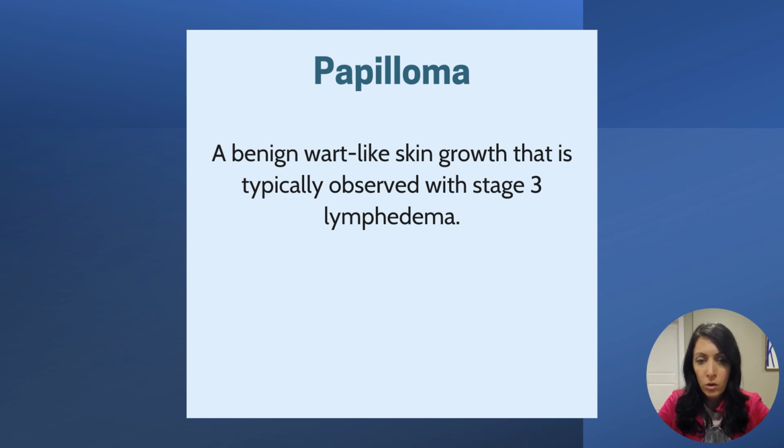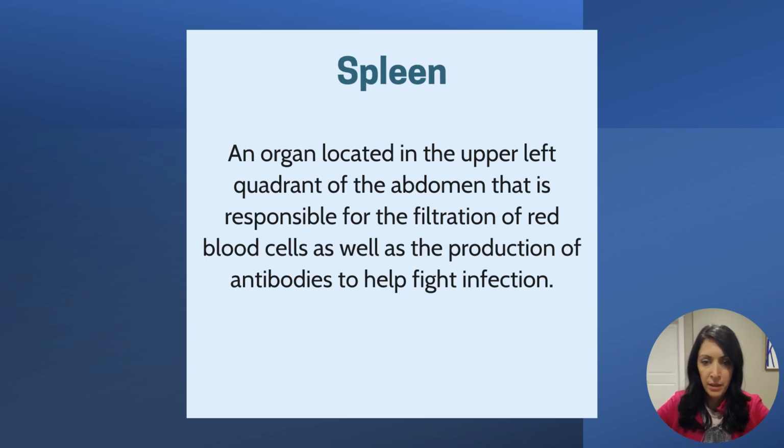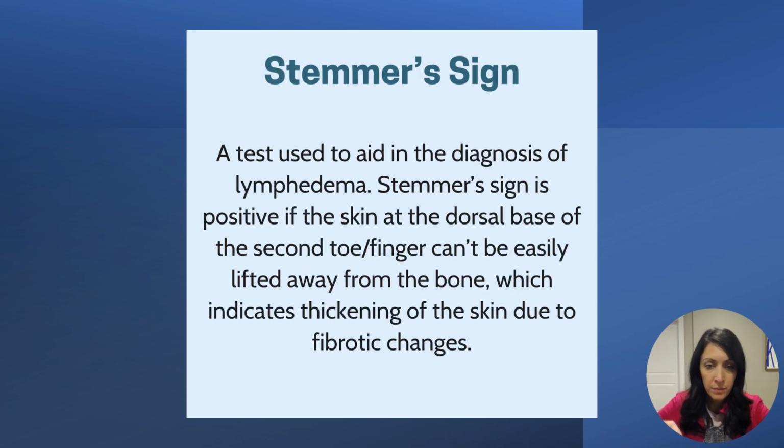Papilloma is a benign wart-like skin growth that is typically observed with stage 3 lymphedema. Pitting edema is fluid accumulation that can be compressed and demonstrates an indentation with applied pressure. And this one is usually observed in the early stages of lymphedema. The spleen is an organ located in the upper left quadrant of the abdomen. This is responsible for filtration of red blood cells as well as the production of antibodies to help fight infections.